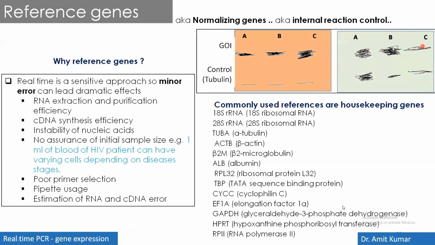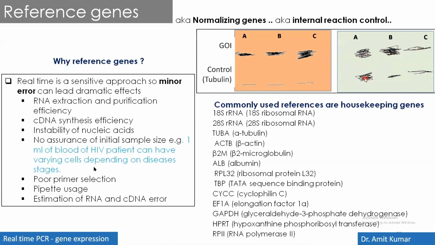Now it is possible that in A and B you have taken more tissue or more RNA or cDNA or initial template, and less in C. Or it is also possible that this is correct. How will you identify it?